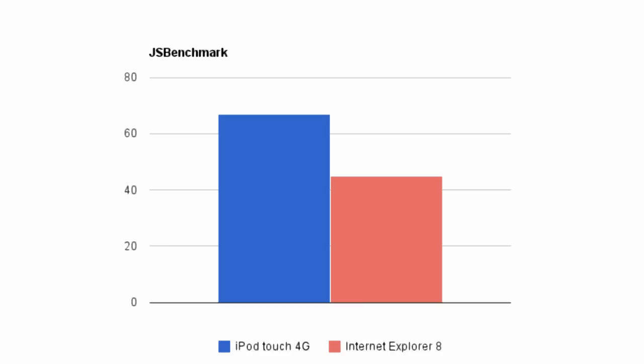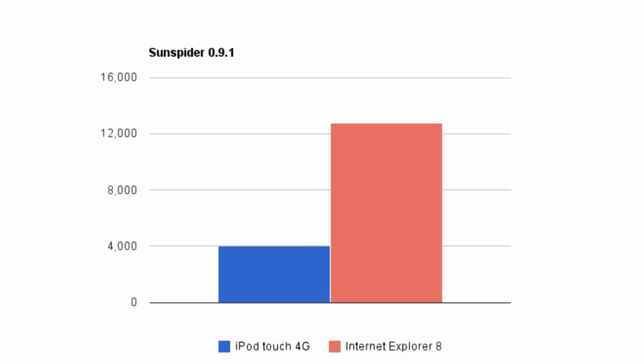The first test I ran is the JS benchmark, which is a solid overall test of JavaScript speed. As you can see, the iPod Touch beat out Internet Explorer 8 by a pretty considerable margin. The second test I ran was the SunSpider benchmark. As you can see here, the iPod Touch was able to finish the entire slew of tests in under a third of the time it took Internet Explorer 8 to finish them.